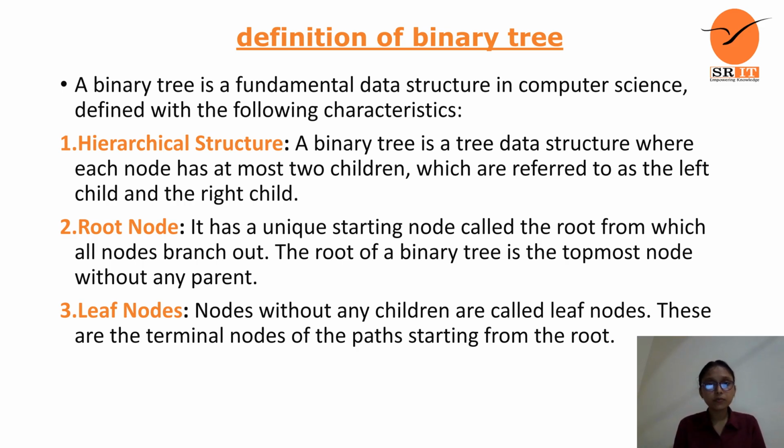Now, what is a root node? It is the unique starting node, called the root, from which all nodes branch out. The root of a binary tree is the topmost node without any parent. Leaf nodes: nodes without any children are called leaf nodes. These are the terminal nodes of the path starting from the root.